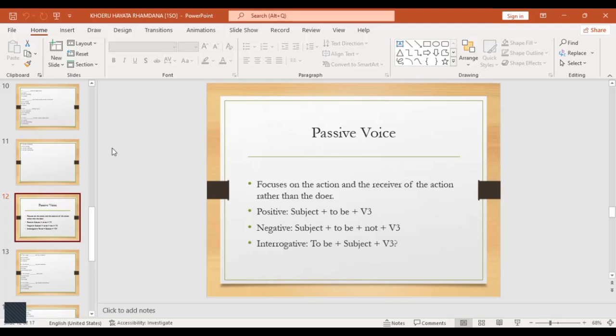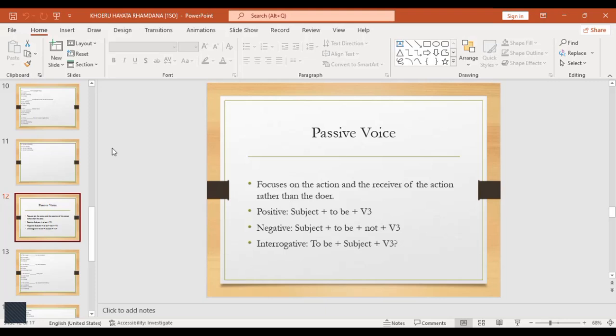The basic structure of a passive voice sentence is object plus to be, is, am, are, was, were, plus past participle, verb 3. For example, in the active sentence, the teacher teaches the lesson. If we change it to passive, it becomes the lesson is taught by the teacher.